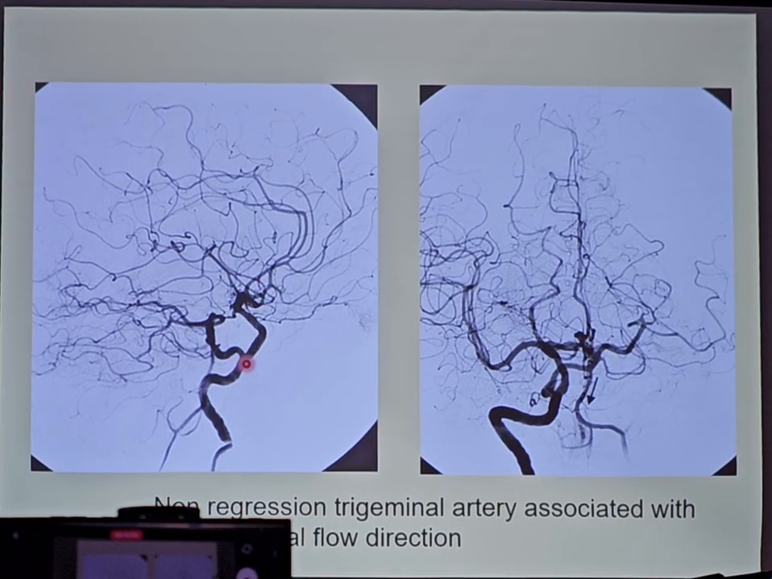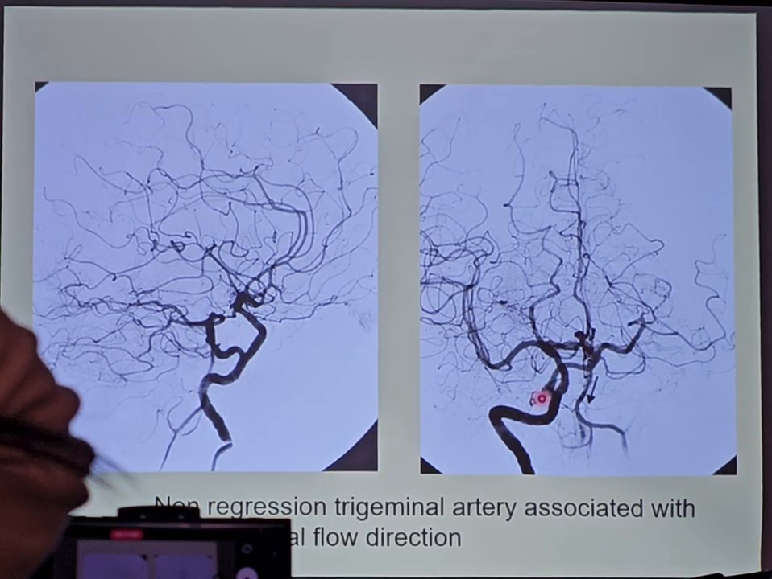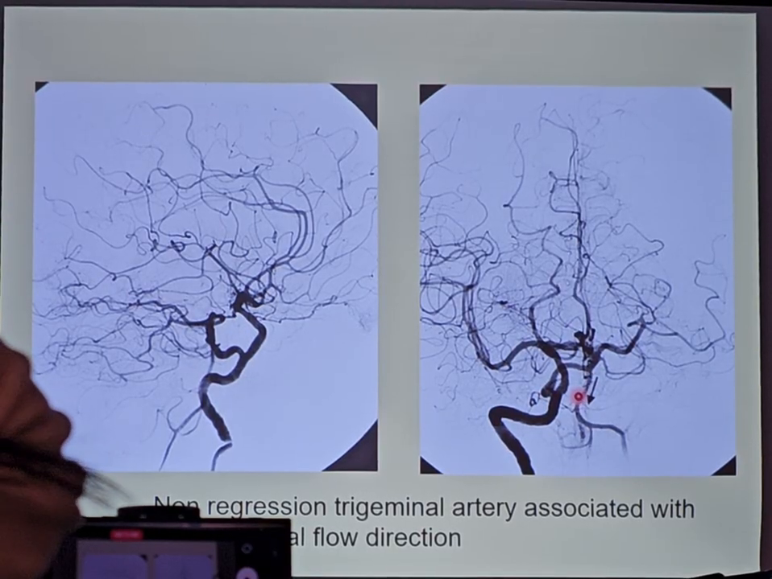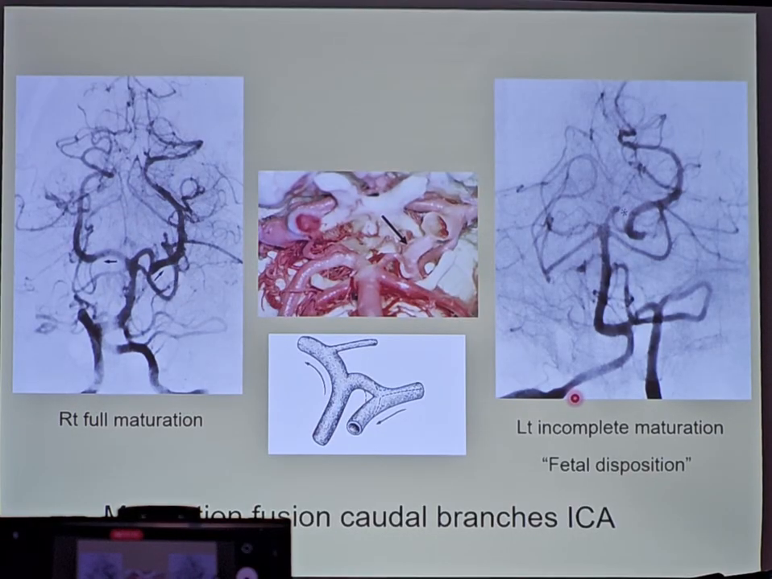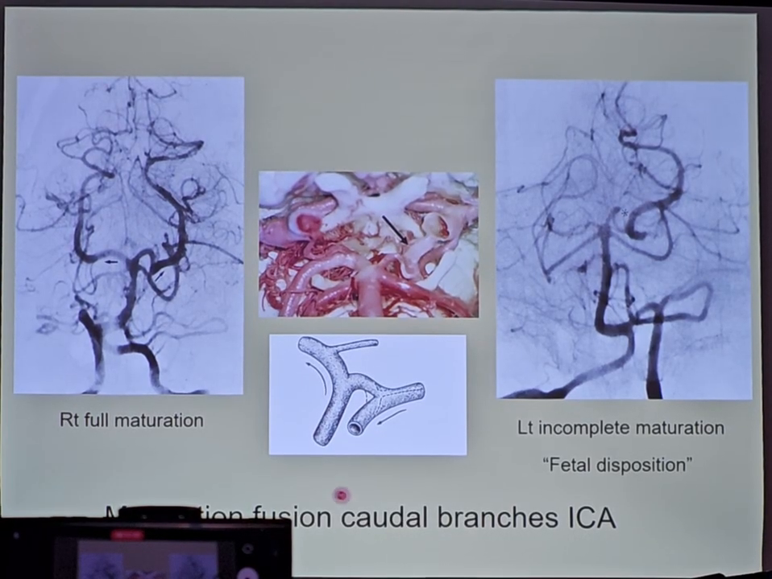So the origin of the trigeminal artery is always above the AICA and below the superior cerebellar artery. And then depending on the caliber size and lack of regression, you will see different flow from the different caliber size basilar arteries, upstairs and downstairs.